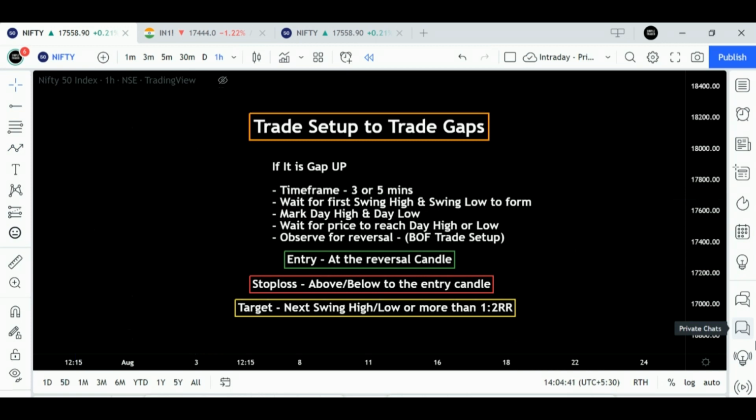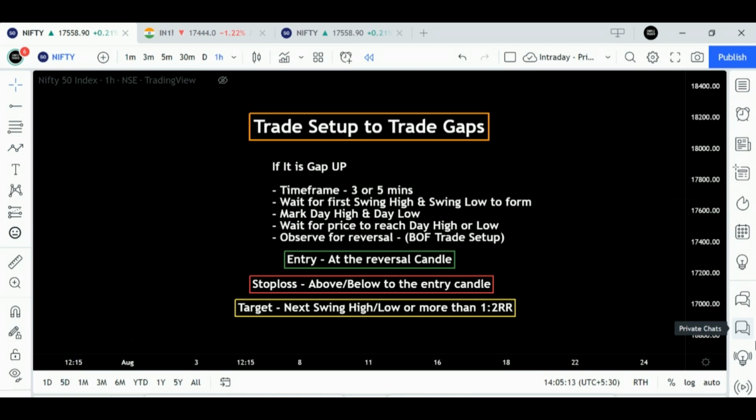The entry is always very close to our swing high or swing low, using a wholesale entry, a reversal candle, and the stop loss is just above or below the entry candle. And for your target, always aim for at least a minimum 1 to 2 risk reward ratio, or if the price moves with momentum, you can utilize that momentum and book your profits at your next swing highs and swing lows based on the conditions.